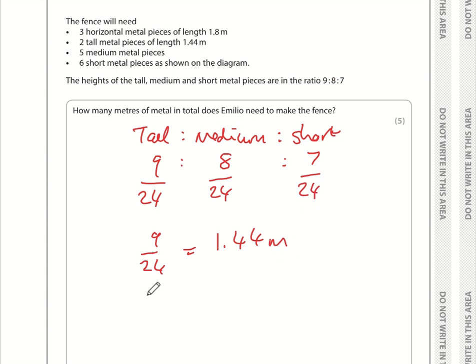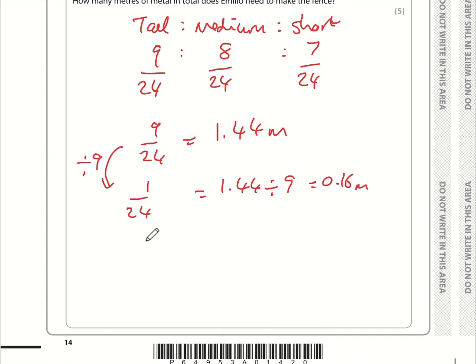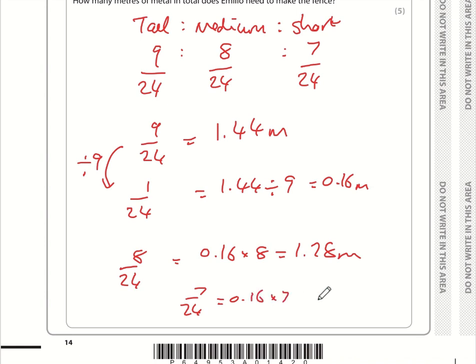So I'm going to work out what 1 24th is. This is 9 times less than 9 24ths, so it's going to be 1.44 divided by 9, and that comes to 0.16 meters. Now if 1 24th is 0.16 meters, then 8 24ths is going to be 0.16 multiplied by 8, and that is 1.28 meters. And therefore 7 24ths is going to be 0.16 times 7, and that is 1.12 meters.